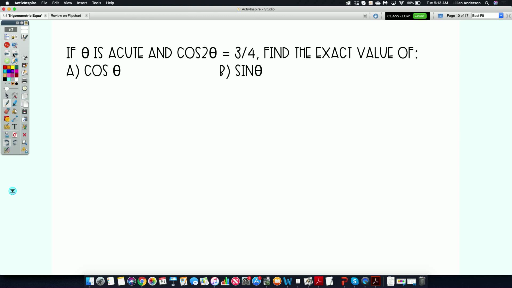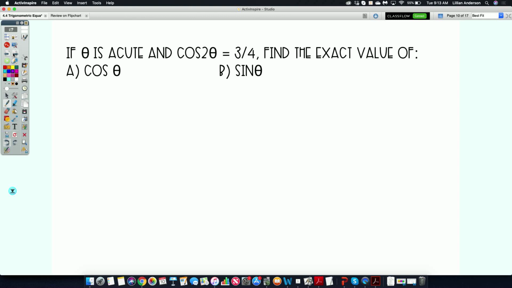All right? If it said that theta was obtuse, it will be in the second quadrant. In the second quadrant, cosine is what? Negative. So you got to keep that in mind too. They don't just say that arbitrarily. It's saying that to let you know the value of each of these, okay? So we know that cosine 2 theta is equal to 3/4.